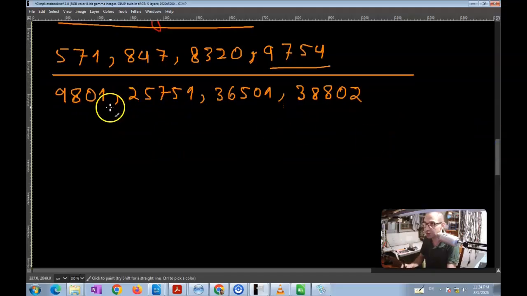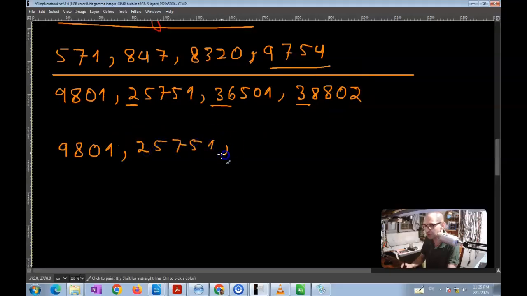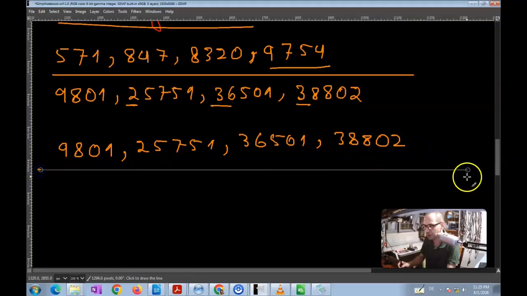So what is the smallest number that I want to start with? I have a 5-digit number here, a 5-digit, a 5-digit, and a 4-digit number. So I will, of course, start with the 4-digit number because it's supposed to be the smallest number on the list. For the 5-digit numbers, at the 10,000 place value, I have a 2, a 3, a 3. So of course this number is going to be smaller than this number, smaller than this number. So I write it as 25,751. And then that's a 36,000, that's a 38,000, right? So of course 36,000 is going to be smaller than 38,000. So I write 36,501 and then 38,802.